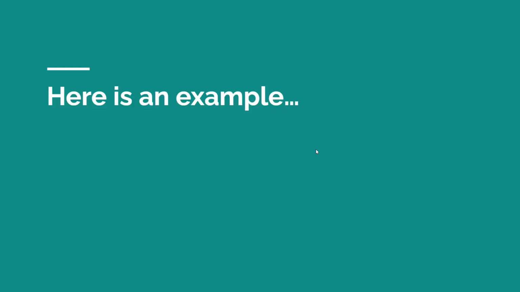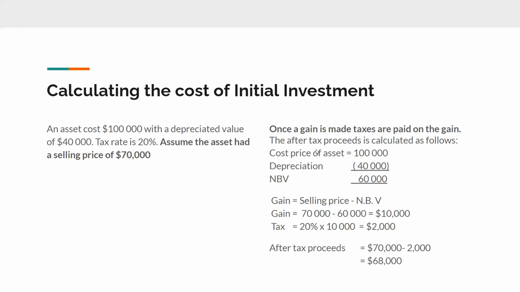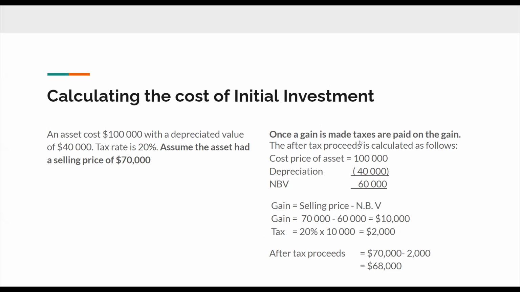So here's an example. Let's say an asset costs $100,000 with a depreciated value of $40,000. Let's say the tax rate is 20%, and let's assume that the asset had a selling price of $70,000. This is the asset that you would have probably gotten rid of. Now, once a gain is made, we have to pay taxes on the gain when we dispose of some of these assets. So the cost price of the asset is $100,000, the depreciation is $40,000, so the net book value of the asset is $60,000.